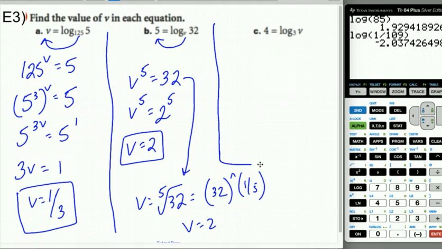For the last one, I'm going to rewrite this in exponential form, and that's pretty much it, because when I rewrite this in exponential form, I get 3 to the 4th is v, so 81 is my v.